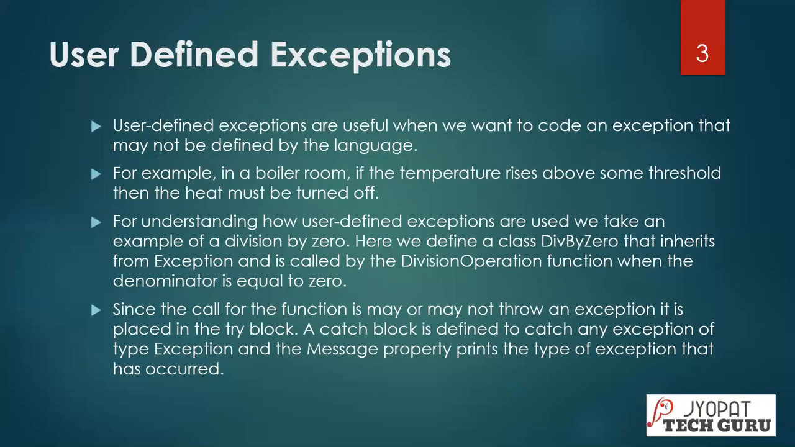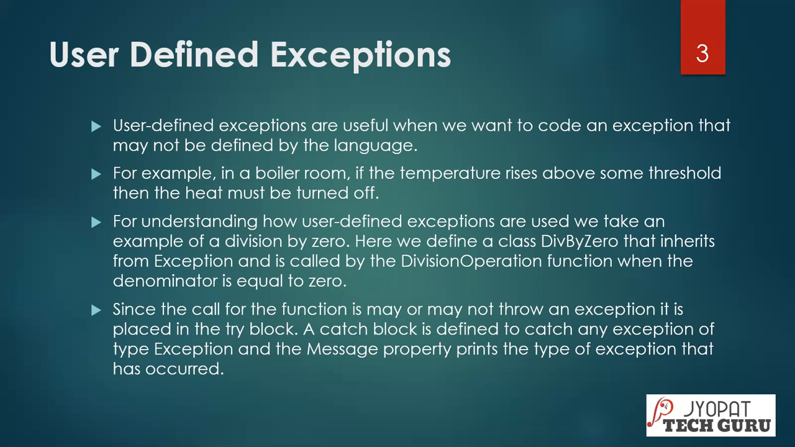So currently I'm discussing user-defined exceptions. User-defined exceptions are the ones which are going to get executed during the runtime. User-defined exceptions are useful when we want to code an exception that may not be defined by the language. For example, in a boiler room, if the temperature rises above some threshold, then the heat must be turned off. So for understanding how user-defined exceptions are used, we take an example of a division by zero.